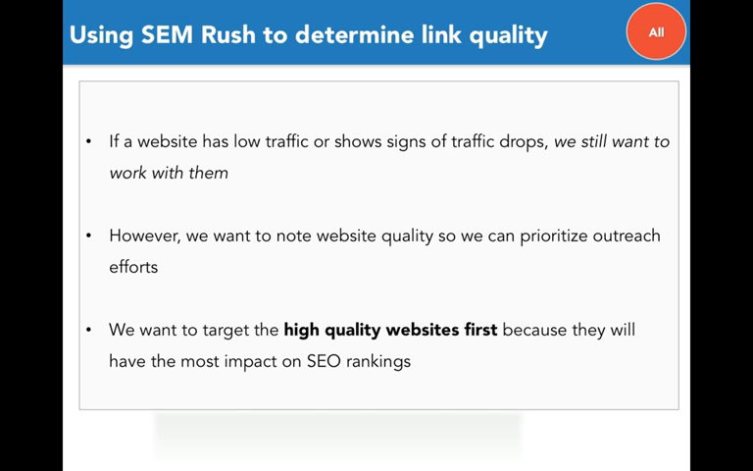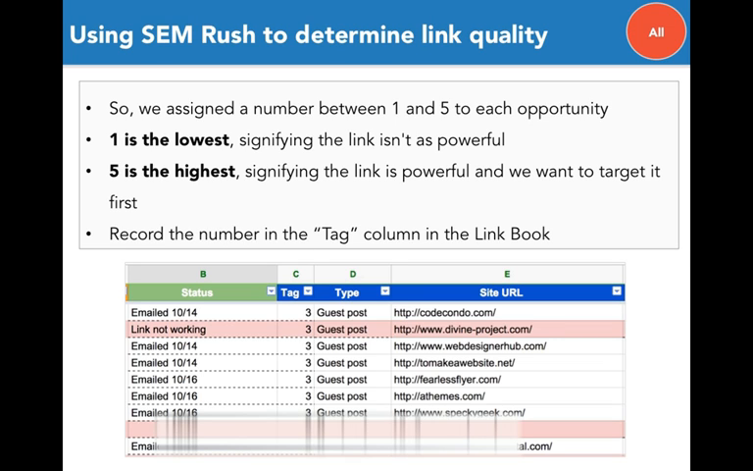So we want to make sure that we're targeting the high ones first. So let me show you how we do that. In our link tracking book, which I'm going to walk you through in the next module, in the link opportunities tab, there is a section called tag. You can see it right here, right?